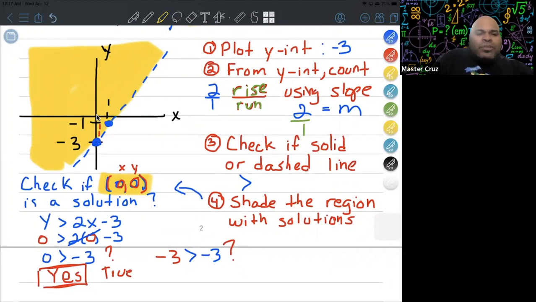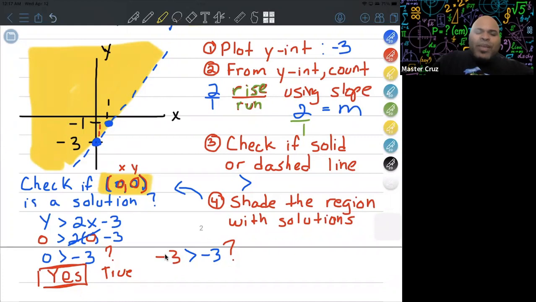Okay, so (0, 0) is right here at the origin. That's why it's one of the easiest points to choose, and you can always choose that one. If it gives you a true statement, you're going to shade the region that contains that point. The only time that you cannot use that point is if the actual graph goes through (0, 0). Then you could choose any other point, whatever point you like to use, all right?